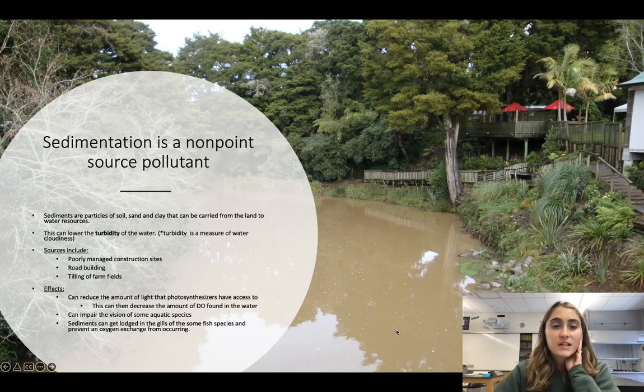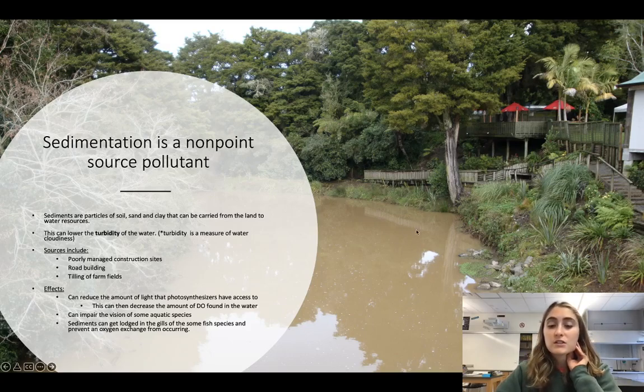Okay, and then sedimentation, of course, we're back to this. This is a big problem, but here's a deeper look at what the issues are with sedimentation. So sediments are particles of soil, sand, and clay, and we know that these can enter into waterways through erosion, like wind erosion, soil erosion, potentially an unconfined construction site, and really that's going to change the level of clarity in the water, or the turbidity.